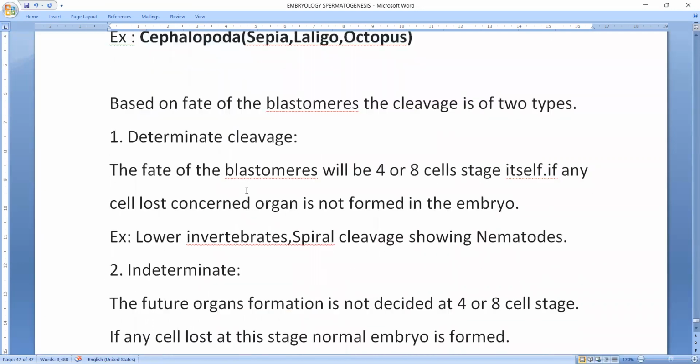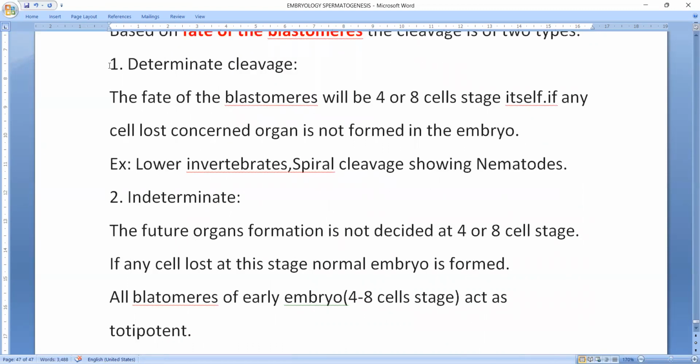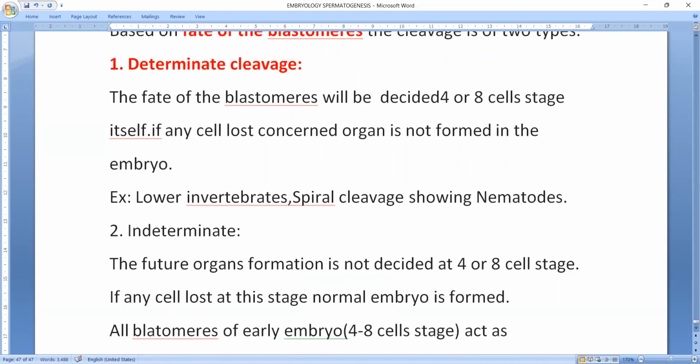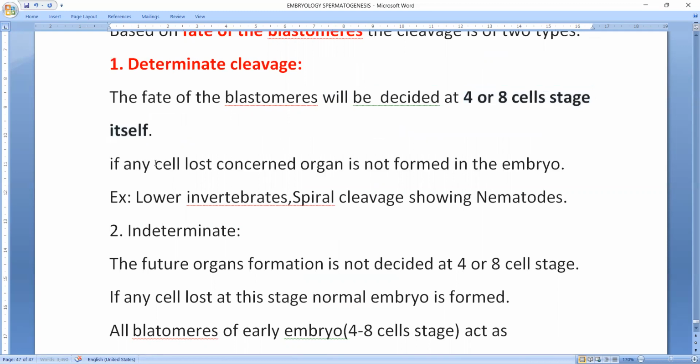And then, based on the fate of the blastomeres, cleavage is of two types. One is the determinate type of cleavage, where the fate of the blastomeres is decided at the 4 or 8 cell stage itself. If any cell is lost out of these 4 or 8, the concerned organ is not formed in the embryo.